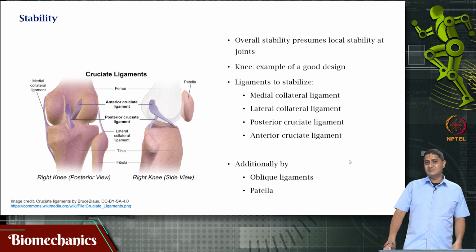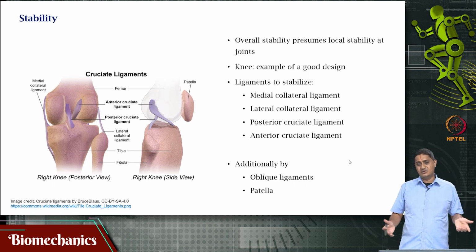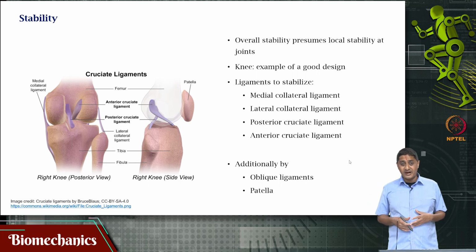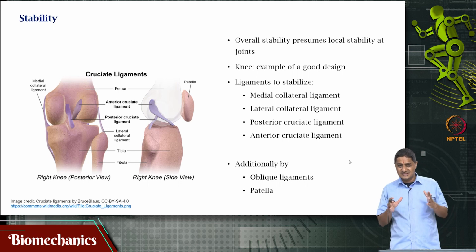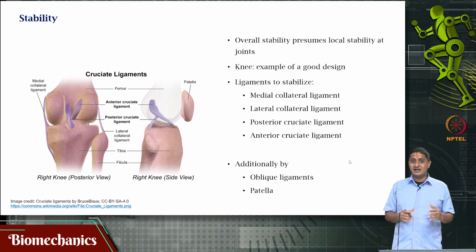And when we discussed these ligaments, we mentioned that a critical role of these ligaments is to provide stability. Of course, there is also a contribution to knee stability by oblique ligaments and the patella. So there are actually 6 ligaments. There are other things that come into the picture, but the point is that it is a design that allows for a great amount of articulation in the form of knee flexion, and yet it provides stability.